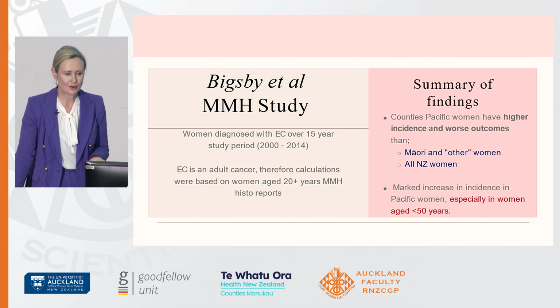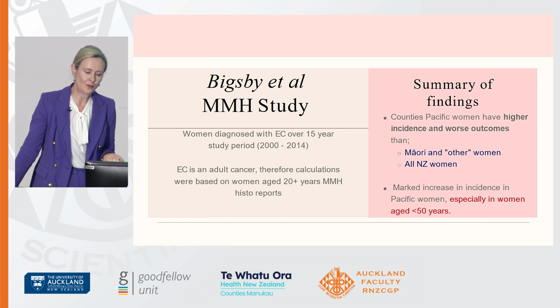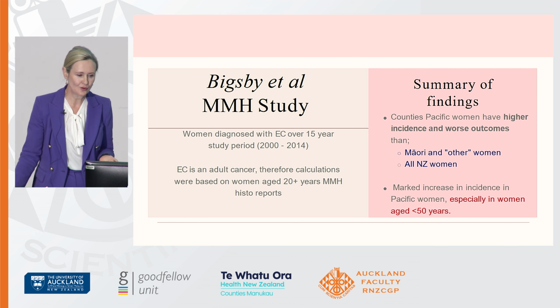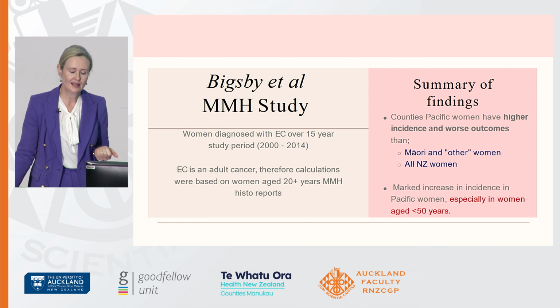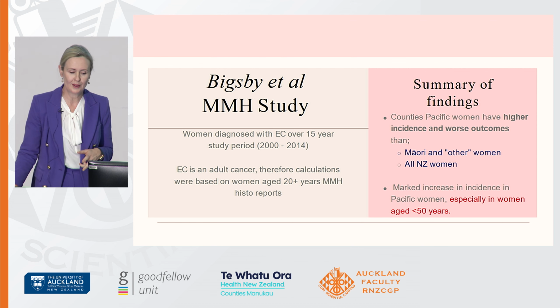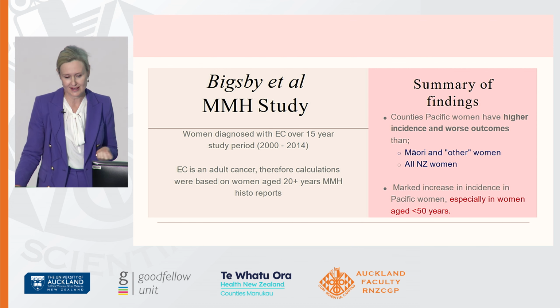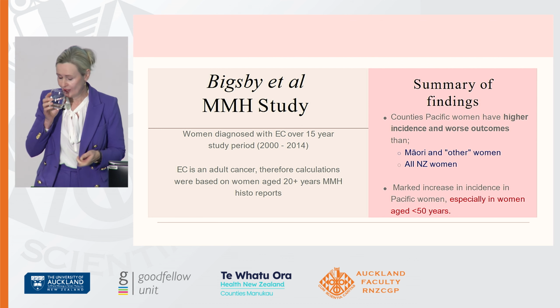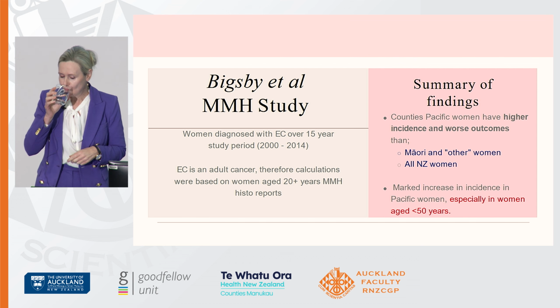And then there was a study at Middlemore where Susan Bigsby looked at women with endometrial cancer over a 15-year period between 2000 and 2014. And they found that Counties women have a higher incidence and worse outcomes than Maori and other women and all women in New Zealand. And there was a marked increase in incidence, especially in women aged less than 50 years old, in Pacific Island women.